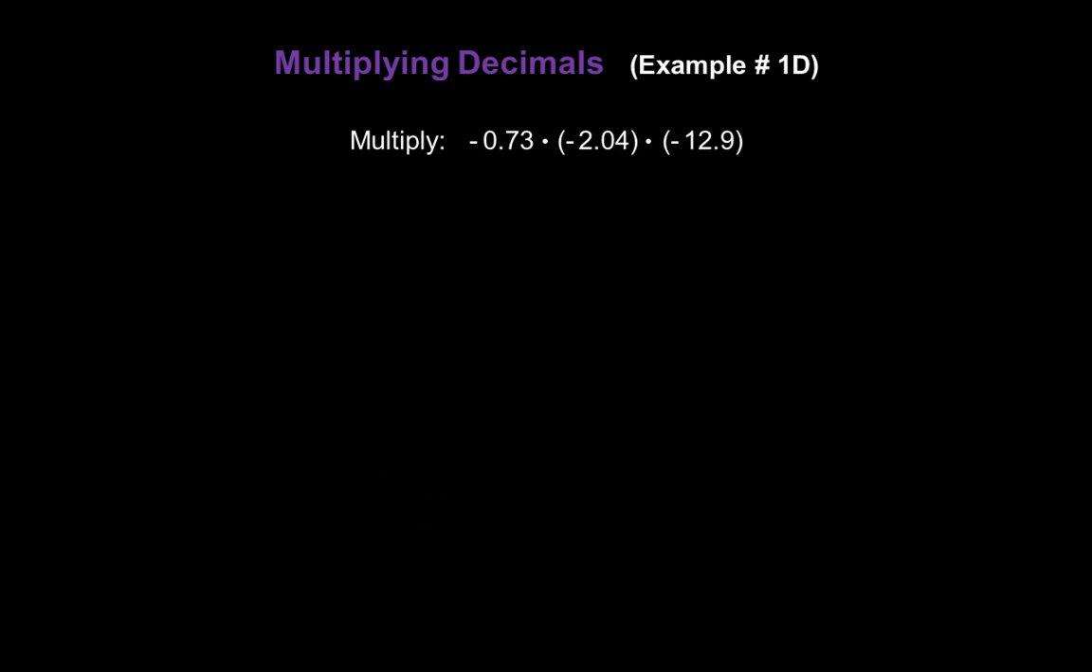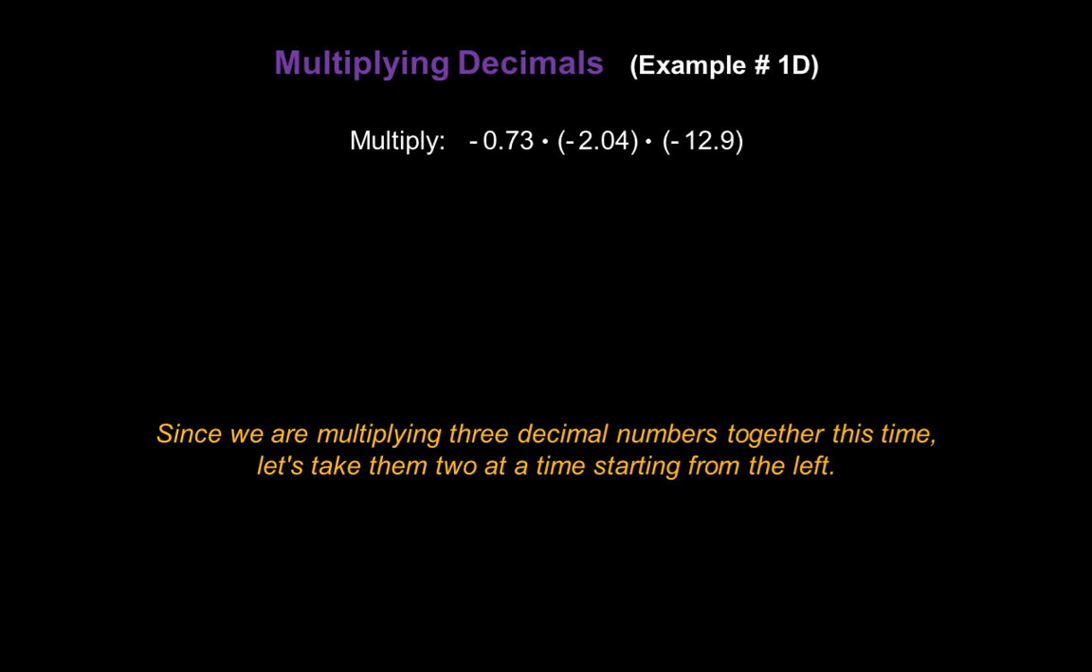Now let's multiply 3 numbers together. Negative 0.73 times negative 2.04 times negative 12.9. Now since we're multiplying 3 decimal numbers together this time, I'm just going to take them 2 at a time, and we'll start from the left as the order of operations tells us to do. We're going to write down negative 2.04 times negative 0.73 to start this problem.